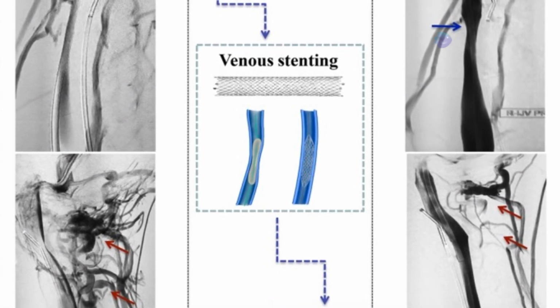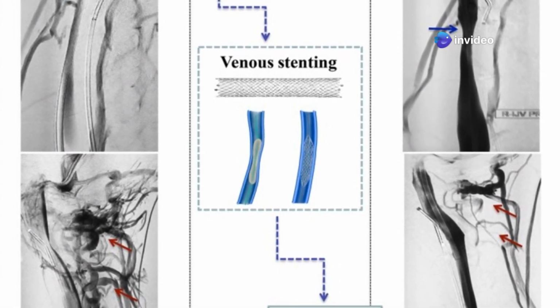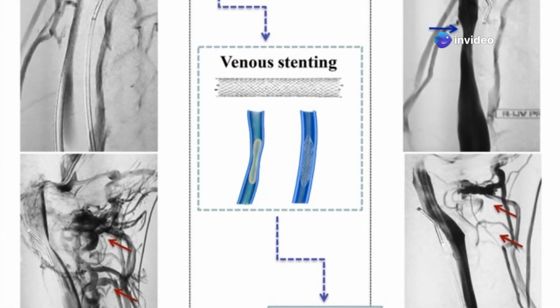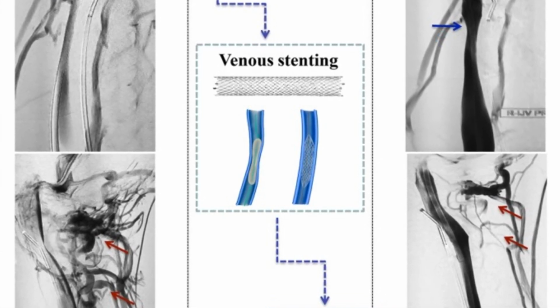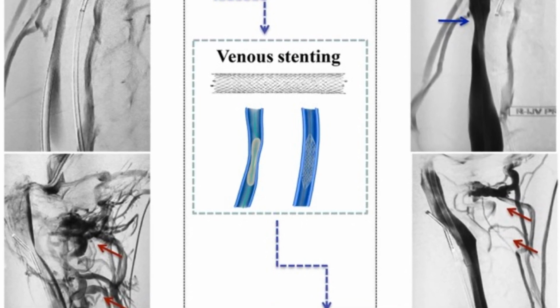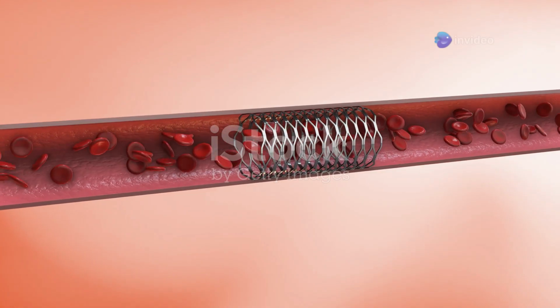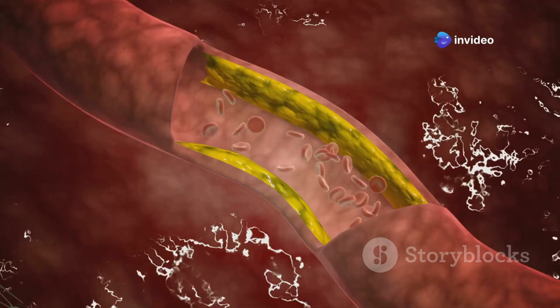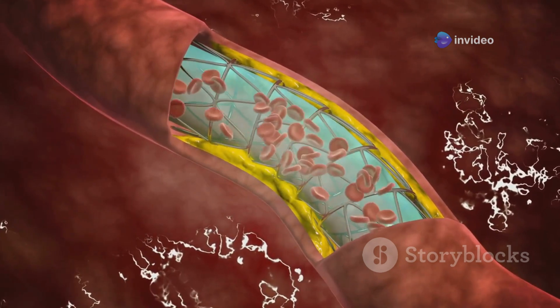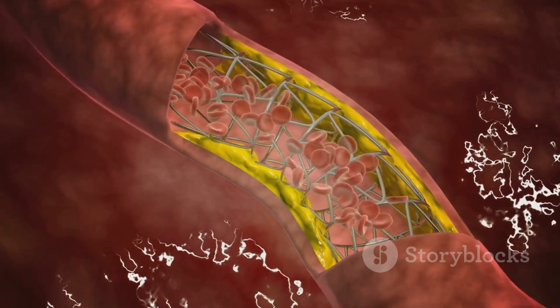The blue arrow points to a severe stenosis in the right internal jugular vein. Additionally, the red arrows highlight the extensive development of collateral veins, again demonstrating the body's attempt to circumvent the obstruction. Image B reveals the post-stenting result. Stenting involves inserting a small mesh-like tube into the narrowed vein to prop it open and restore blood flow.